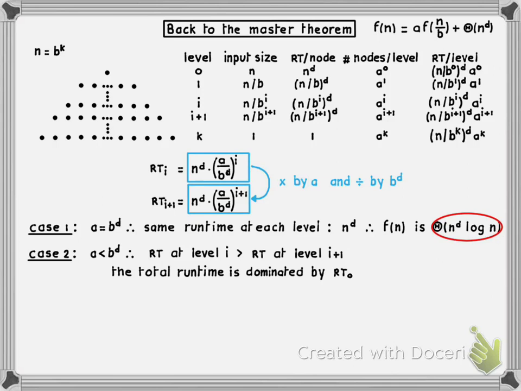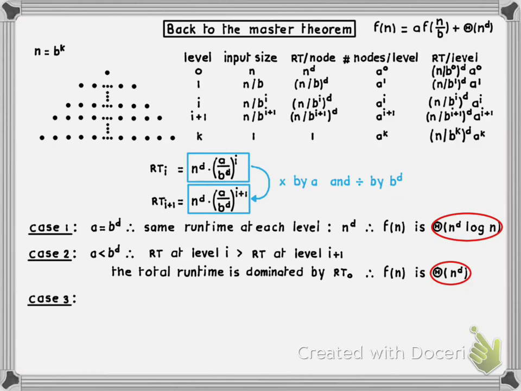And what is the runtime at level 0? Well, we already computed that. It's on the order of n to the power d. And again, that is the answer of the master theorem in this case. When a is less than b to the power d, f of n is on the order of n to the power d.